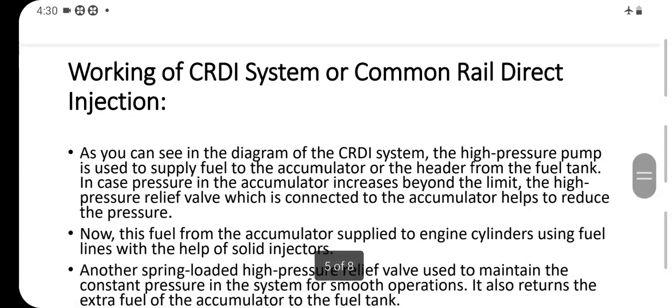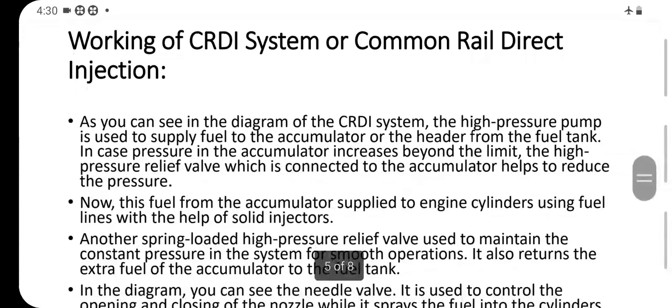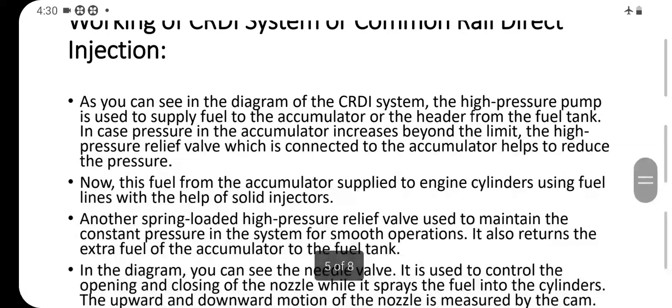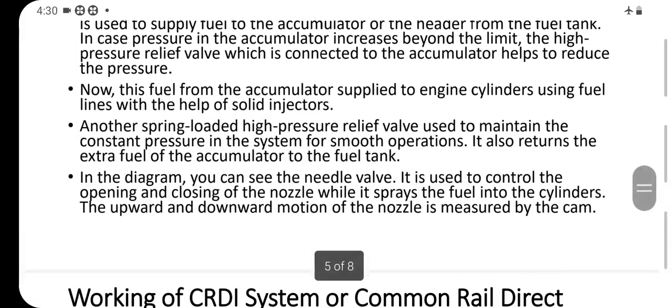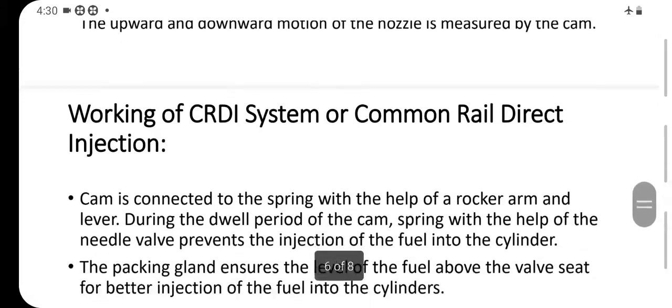How does this CRDI system work? As you see in this diagram, in the CRDI system, a high pressure pump is used to supply the fuel from the fuel tank to the accumulator, to the header. In case the pressure in the accumulator increases beyond the limit, the high pressure relief valve, which is connected to the accumulator, helps to reduce the pressure. Now the fuel from the accumulator is supplied to the engine cylinder using the fuel line with the help of solenoid injectors. Another spring loaded high pressure relief valve is used to maintain constant pressure in the system for smooth operation. It also returns extra fuel from the accumulator to the fuel tank.